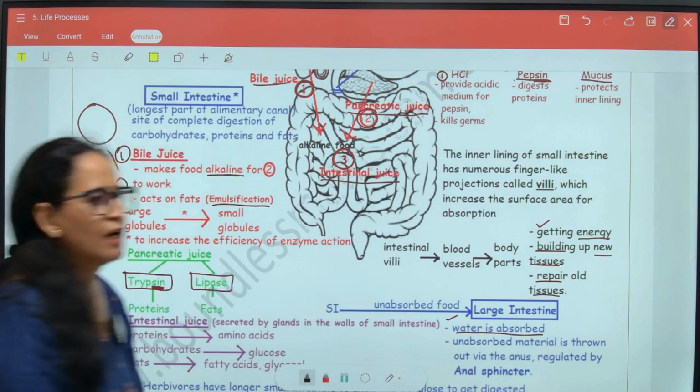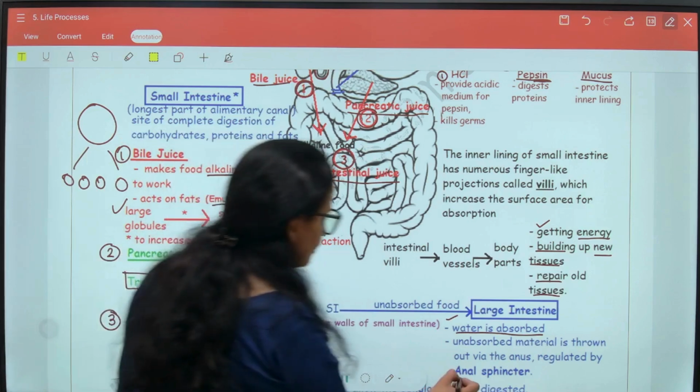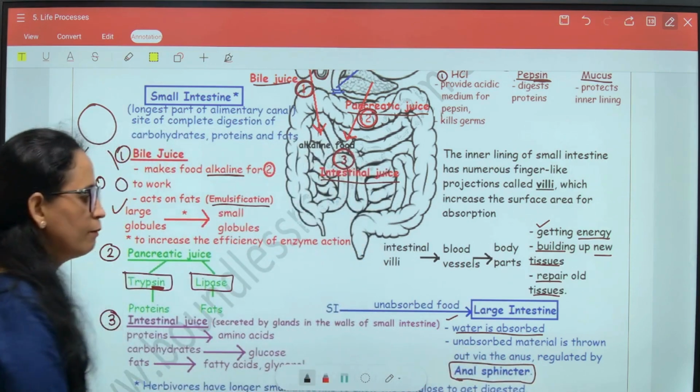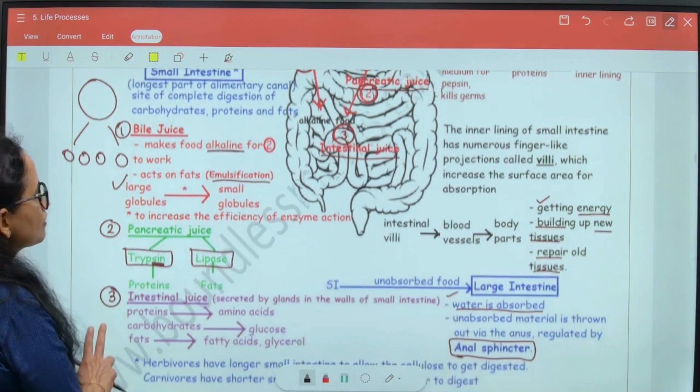And then the unabsorbed material or unabsorbed waste is then thrown out from the body, from the anus, regulated by the anal sphincter. Again, anal sphincter is a muscle that controls the throwing out of the unabsorbed food. Again, important from MCQ perspective. Here we have a reasoning question also.